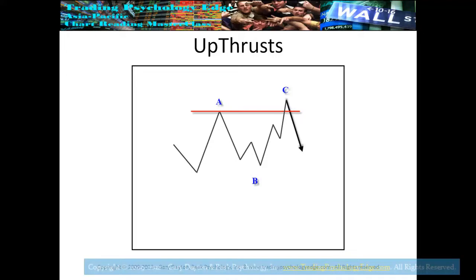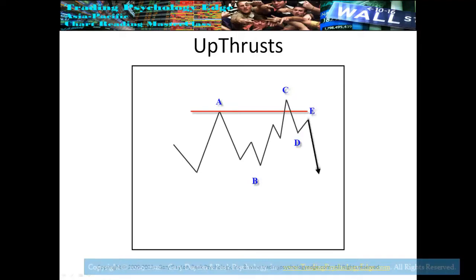Trade that I took. Okay, upthrusts. They're pretty much the opposite of a spring. They make a high here, which forms a resistance level. We sink down, and then we upthrust that. We go up above it, fail to go higher, and then come down.